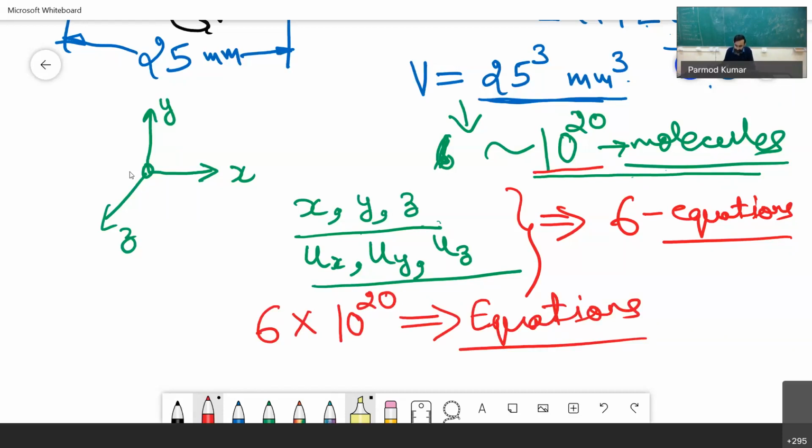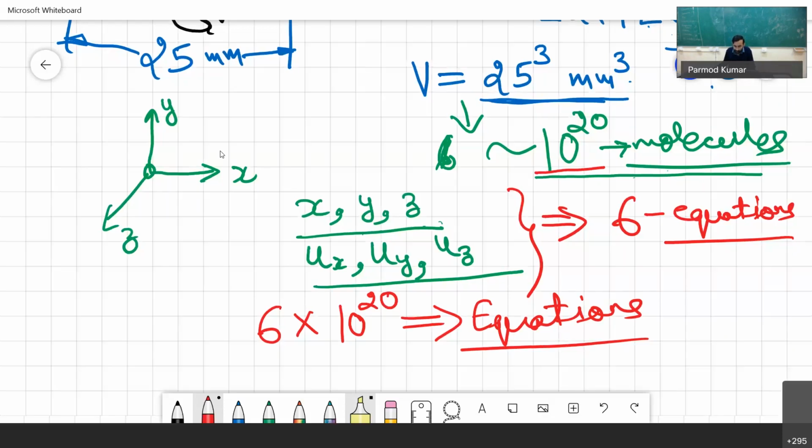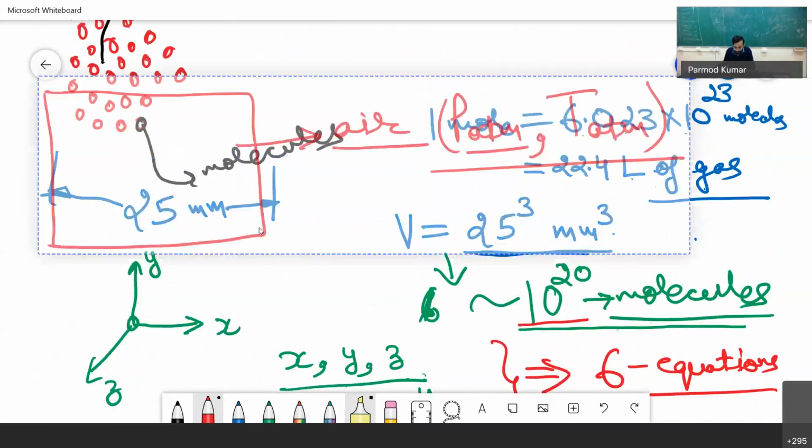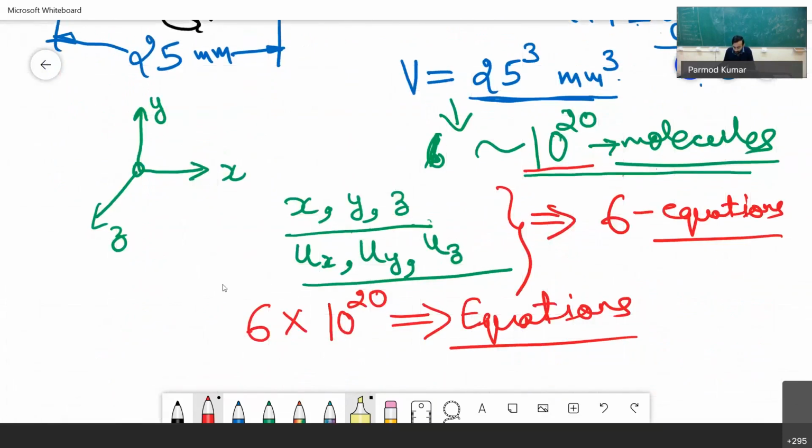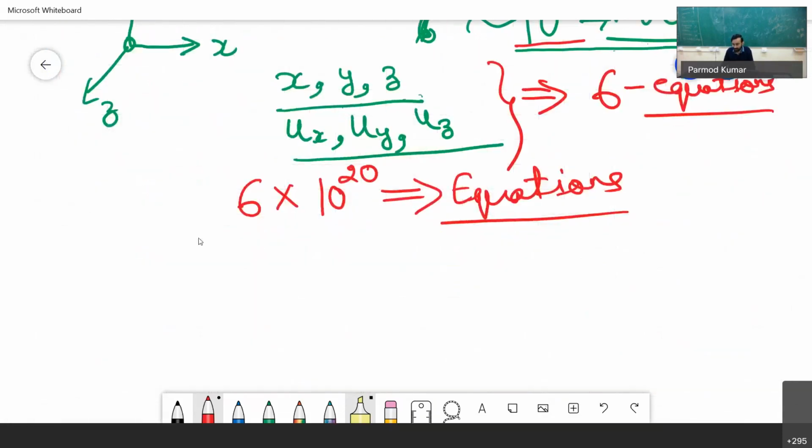So if we are studying our system from the molecular perspective, we will require solving 6 equations for each molecule. And as for engineering applications, our length scales are very large in comparison to the molecular dimensions, so we have to go for a very large number of molecules. So whatever number of equations we get, it will not be possible to solve even with high-end computing.